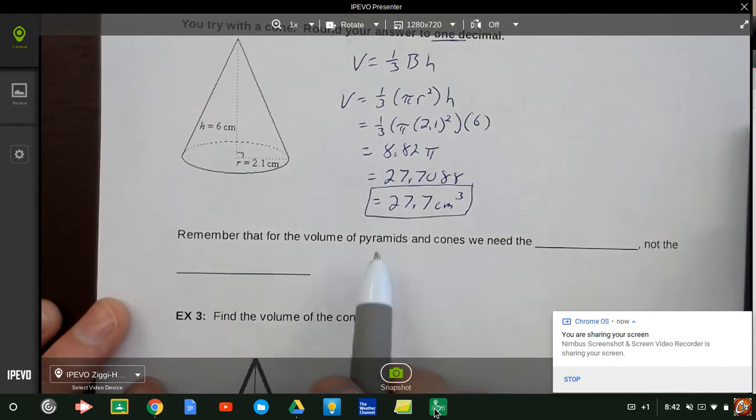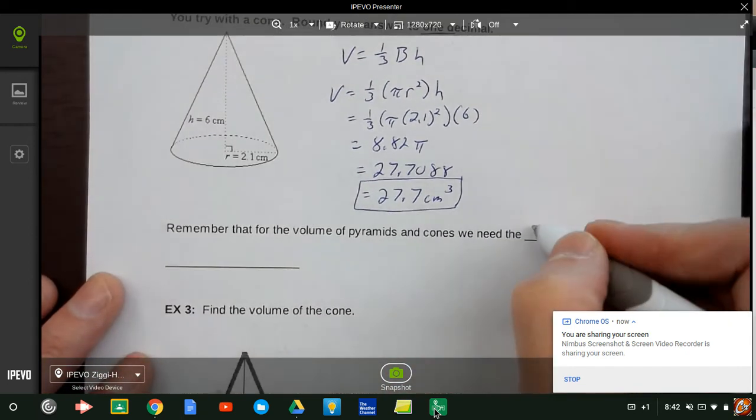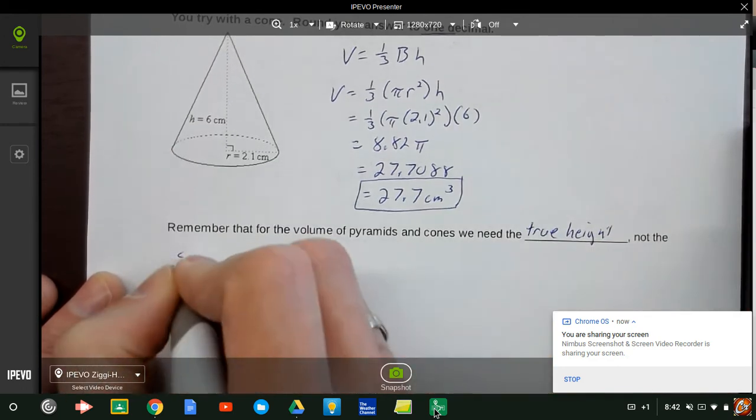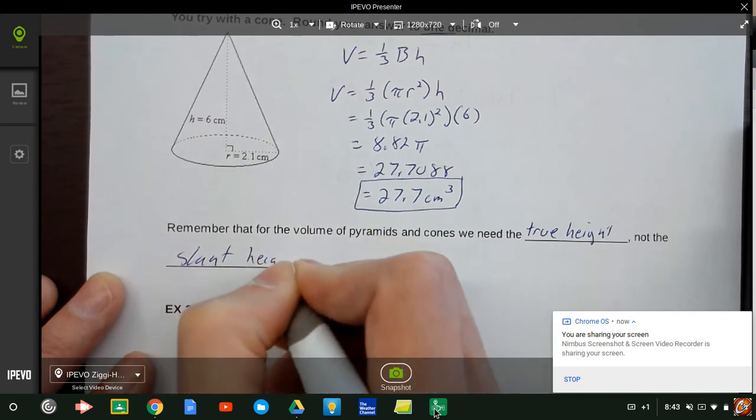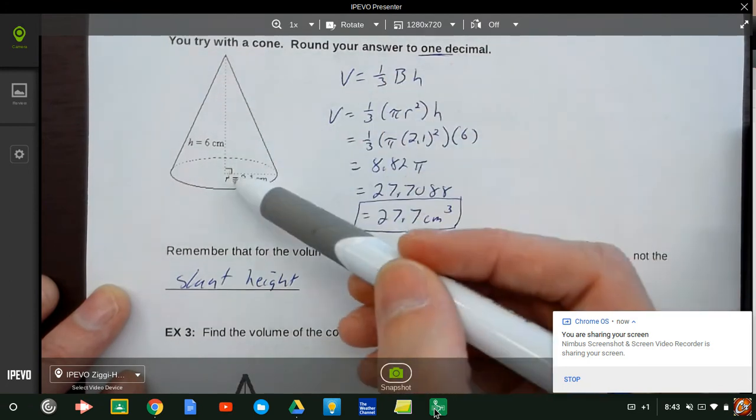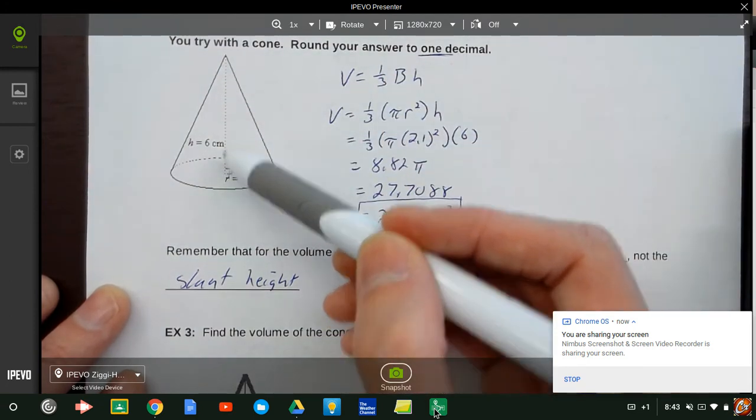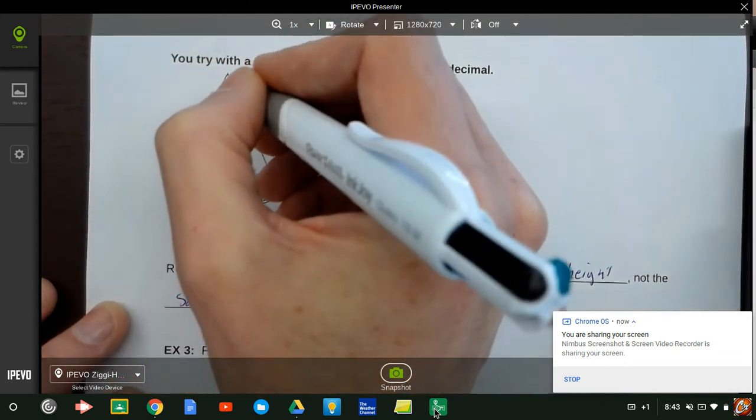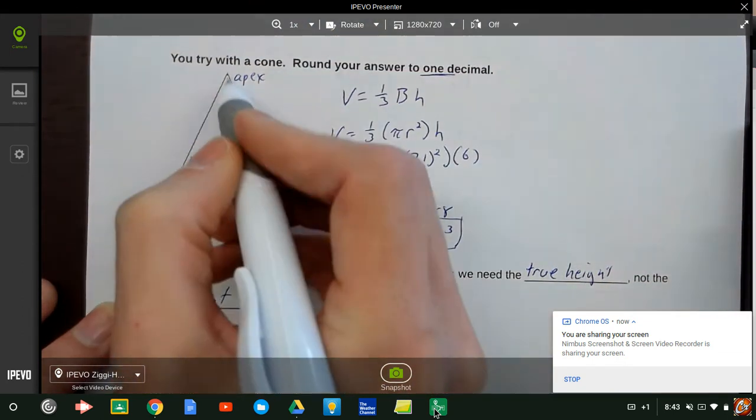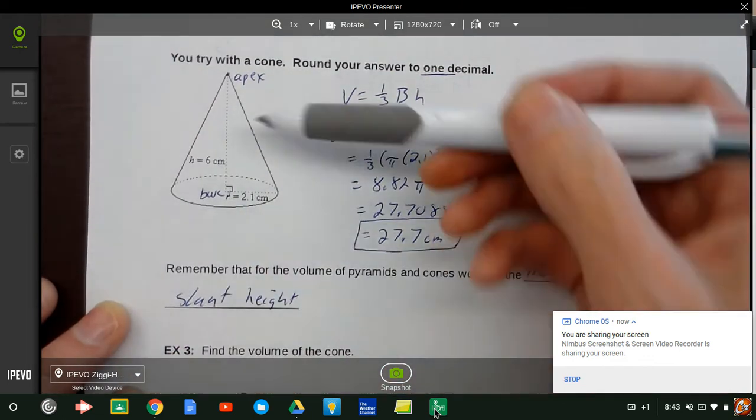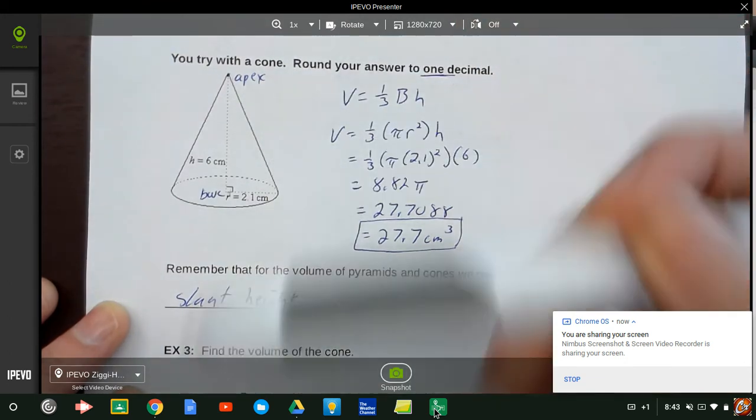Remember that for volume of pyramids and cones, we need the true height, not the slant height. Okay, that's really important. When I looked at the volume of this cone, I want that true height. I want the height from the base to the apex. That's this point way up here. It's called the apex. We want it to be a right angle with the base. We don't want this slanted height here. That's not going to work for us.